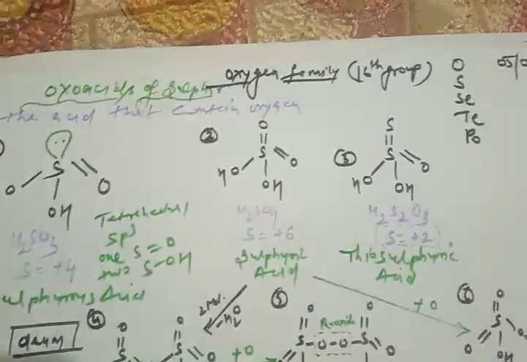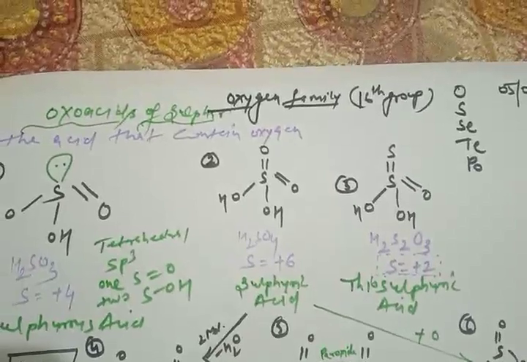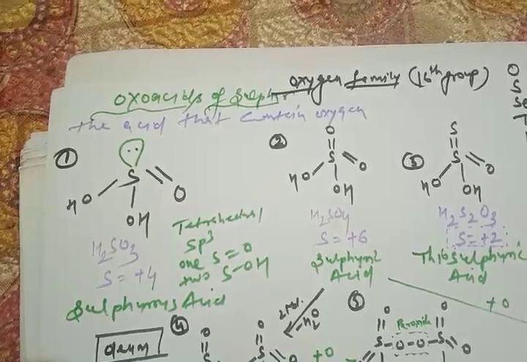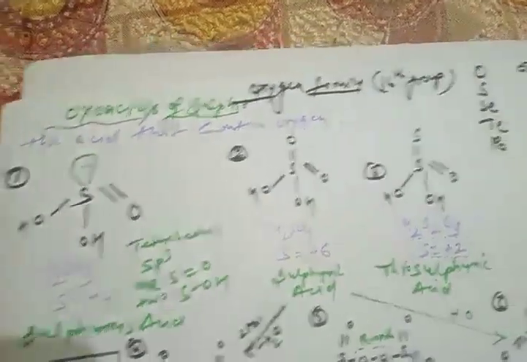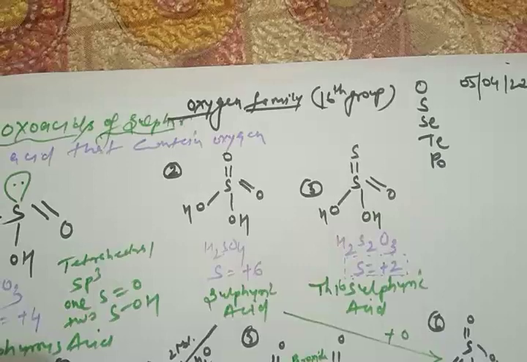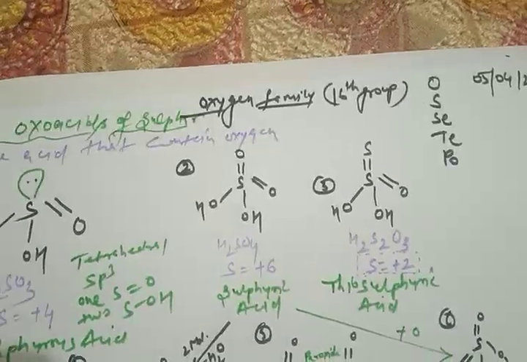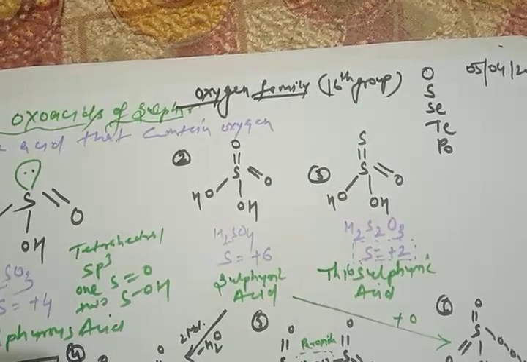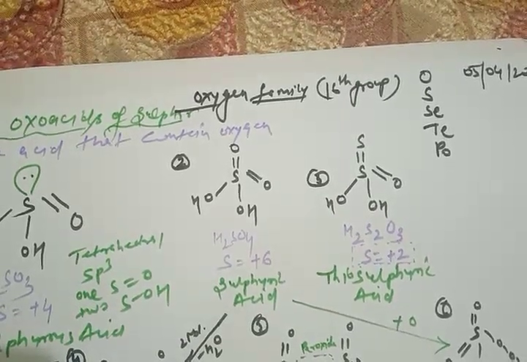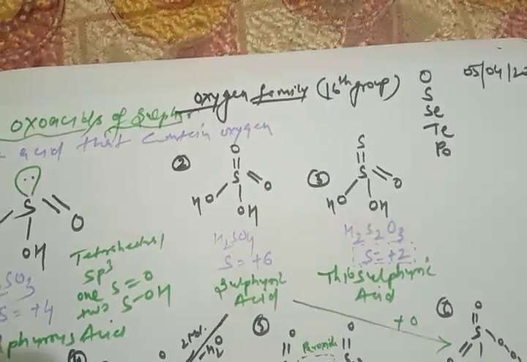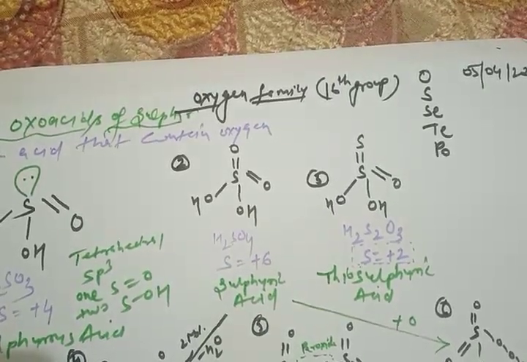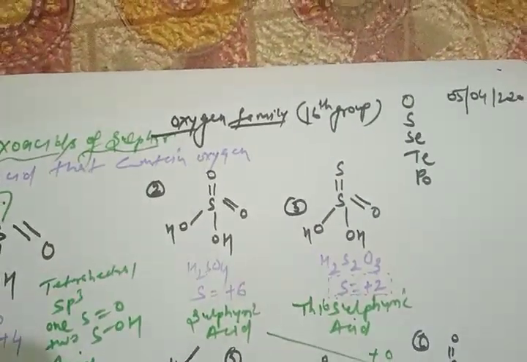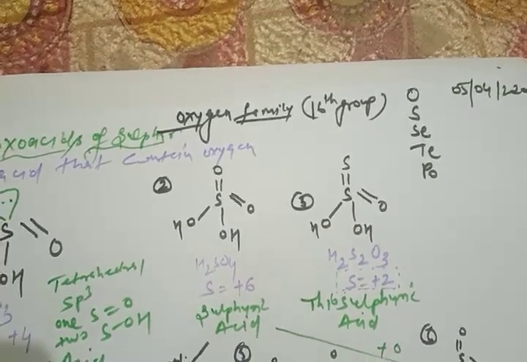There is one more structure we can draw. This is number 7. We can draw one more structure. This is dithionous acid, that is H2S2O4. So I am drawing the dithionous acid here.